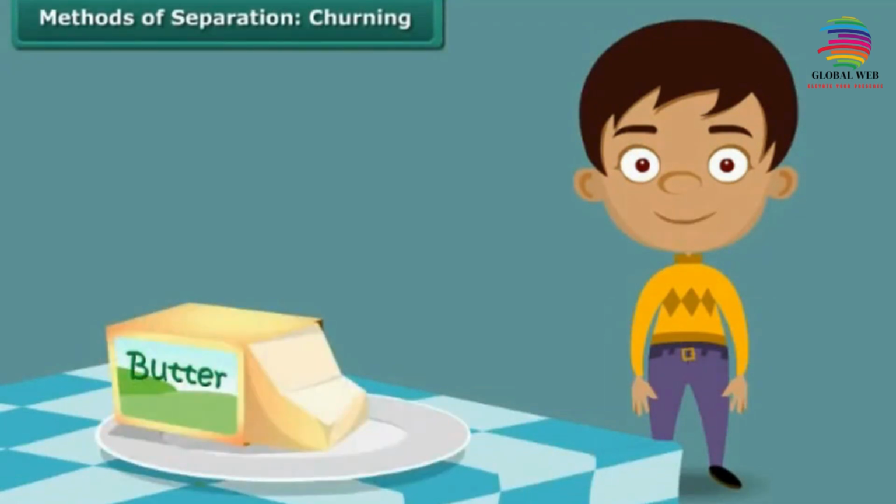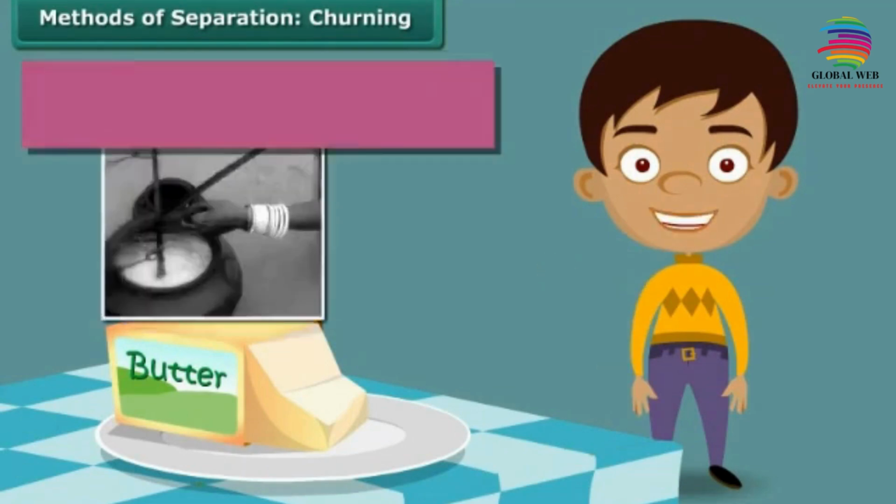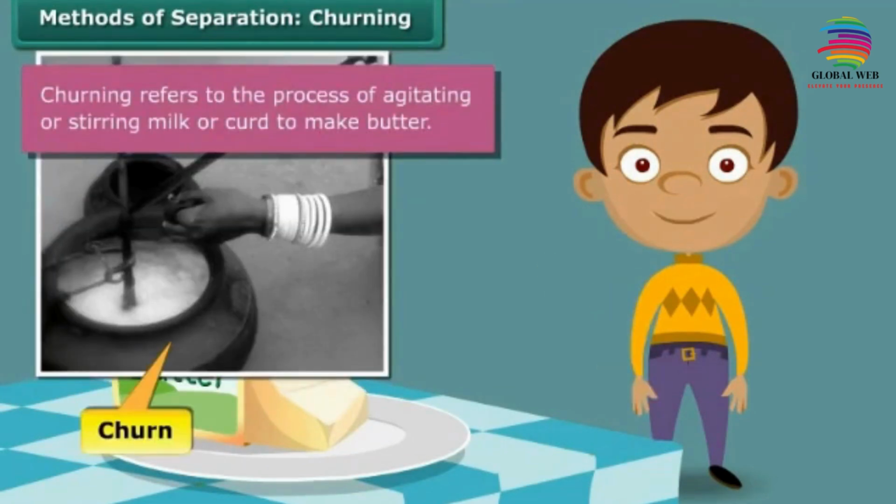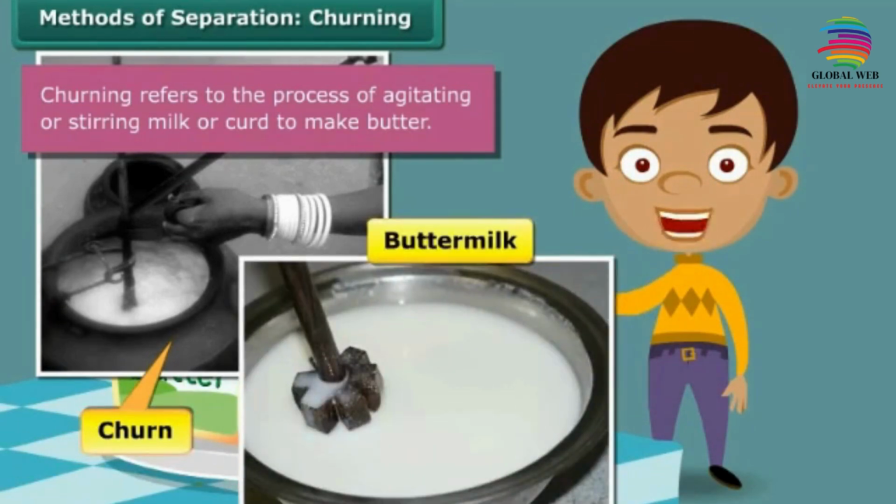This is butter. Do you know how butter is made? When milk is stirred vigorously in a churn, butter is obtained. The liquid left behind is the tasty, nutritive buttermilk that is relished by many as a refreshing summer drink. Do you see that two useful components emerge from a mixture when this method of separation is employed?